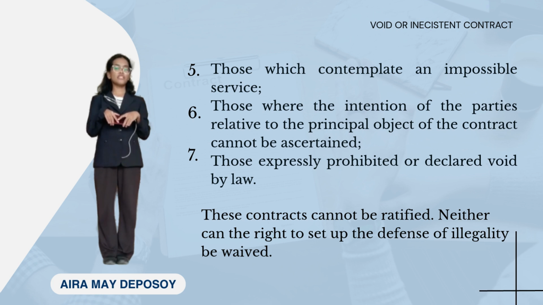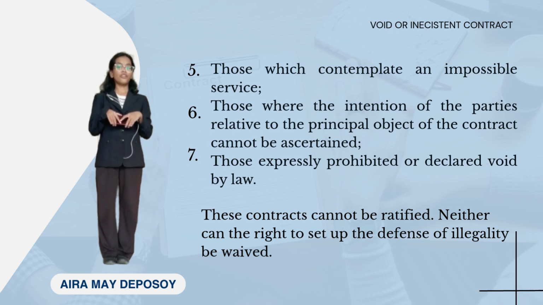Lastly, a contract expressly prohibited or declared void by law. These are contracts declared void by the Civil Code or other laws. For example, a person sells property they expect to inherit, but the inheritance hasn't happened yet. This is a contract over a future inheritance, which is prohibited unless specially allowed by law, so it is considered void.